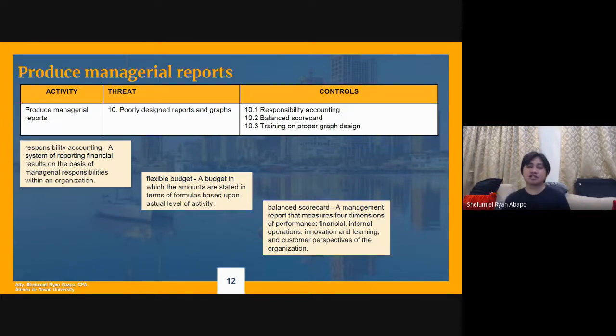The production now of managerial reports inside the general ledger.